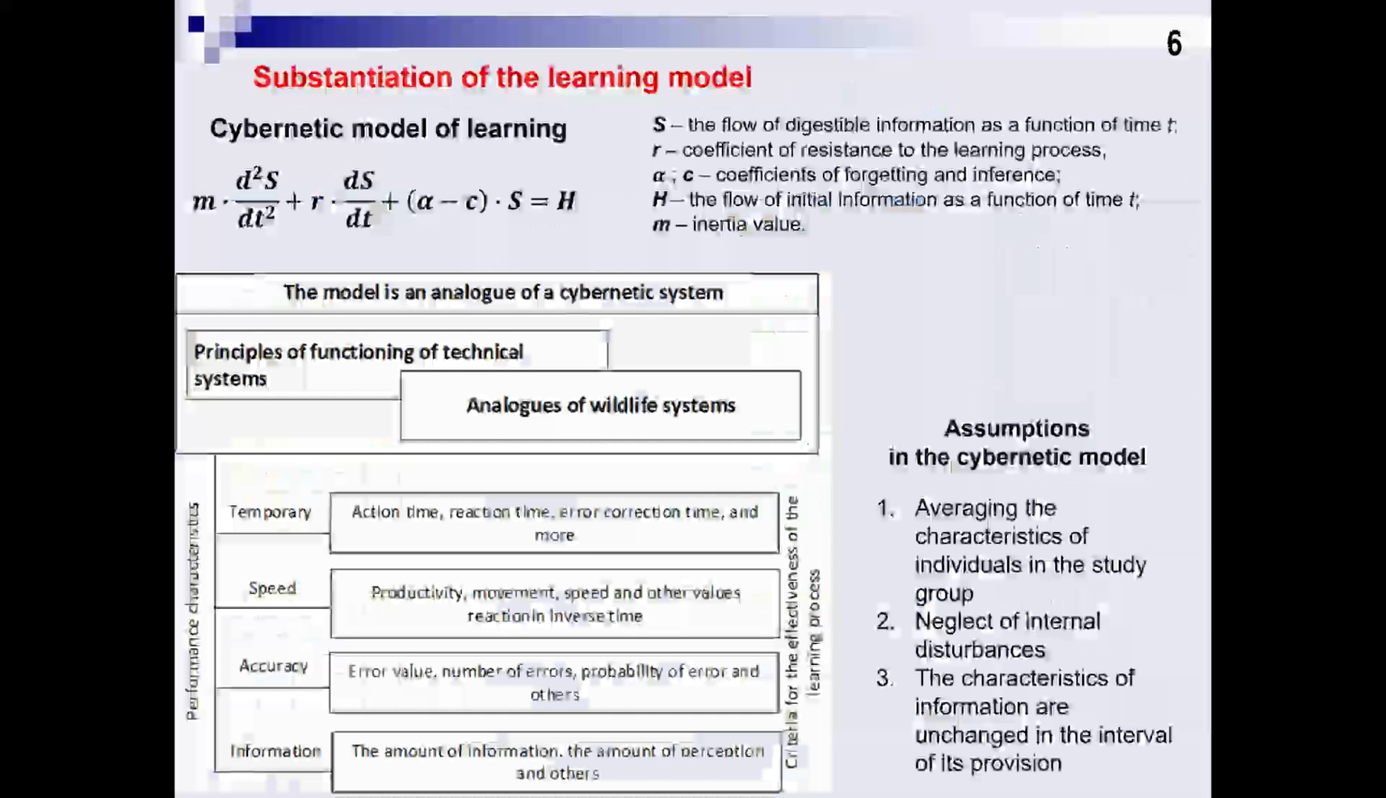Slide 6. It describes well the behavioral processes inherent in biological systems and their properties: speed, accuracy, information content, and others. That's why the learning process for a group of students can be described by using a cybernetic model under certain conditions, linked to the total amount of information provided and the amount of information learned.